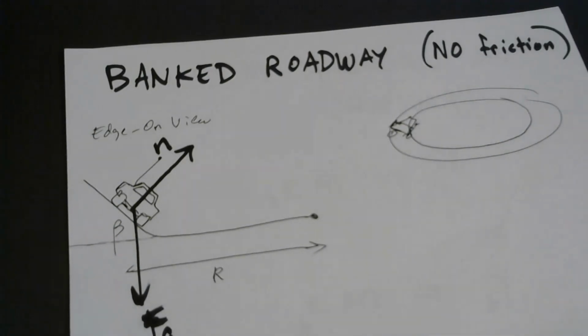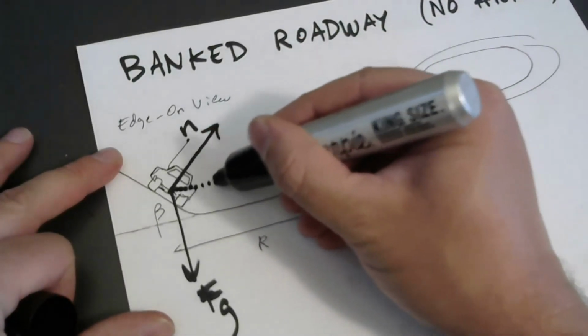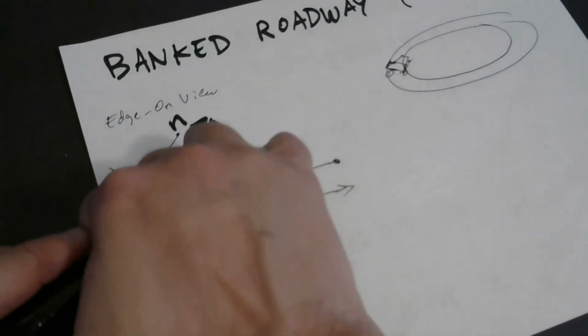Okay. Well, maybe you're thinking, how can you drive without friction? I mean, on the flat roadway, you had to have friction. It was the only force available to accelerate your car towards the center of the circle. Well, we don't actually need friction now because I'm going to resolve the normal force into components.